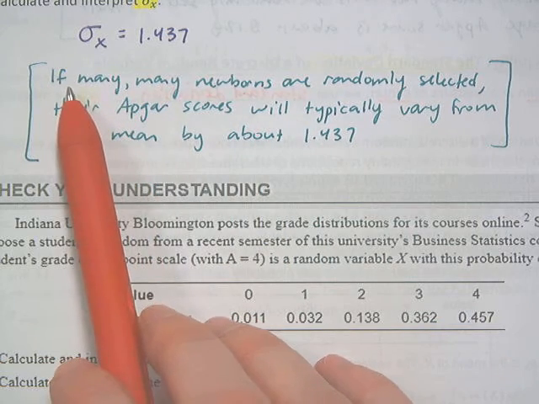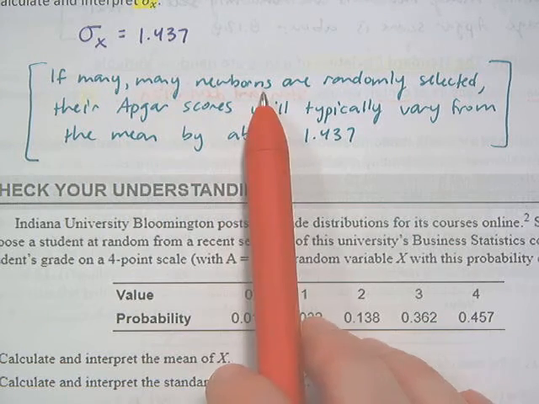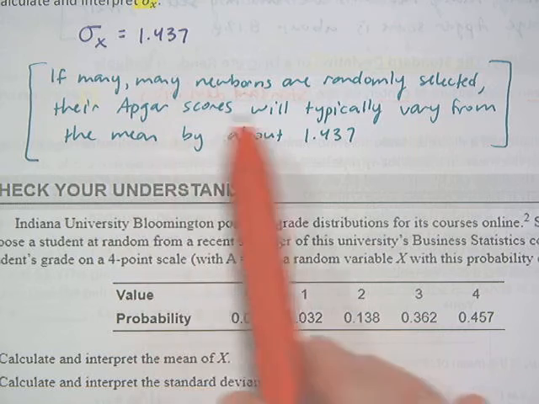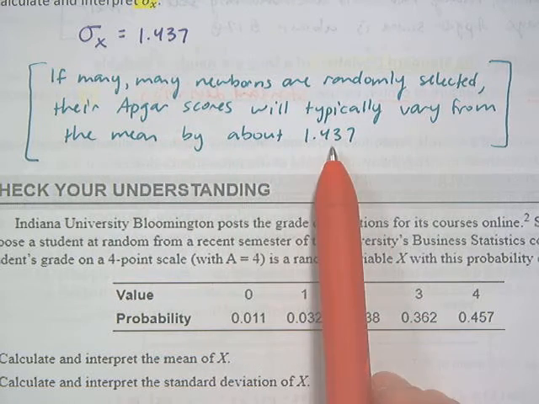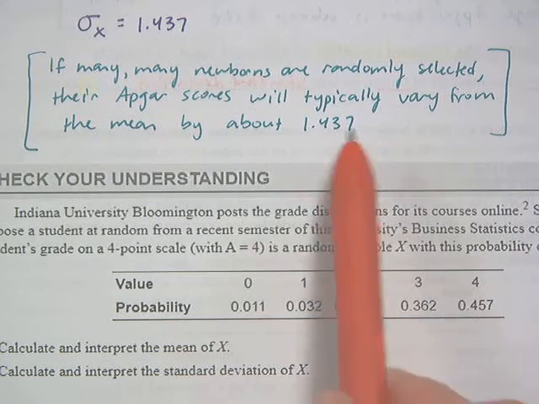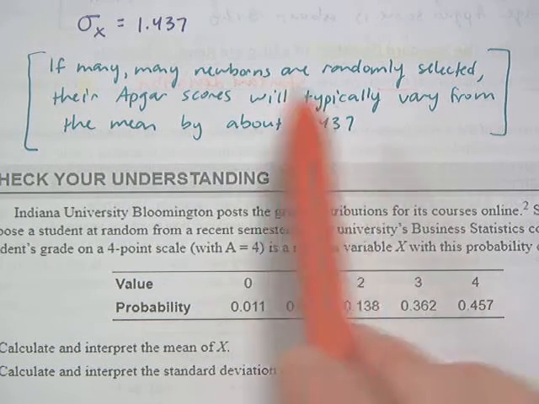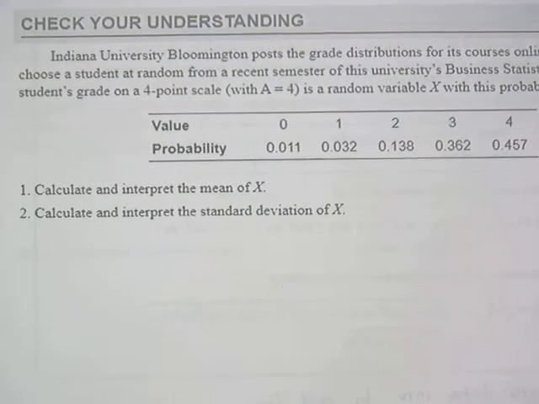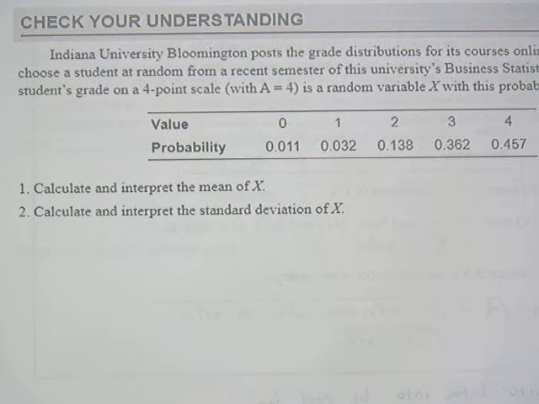The good news is you can copy and paste this. On the next one, we're going to write, if many blank are randomly selected, their blank will typically vary from the mean by about blank. It's literally going to be word for word the same. So on your homework, if you're wondering what to write, you can use this as your template. So let's do one more and we'll be done with the notes.